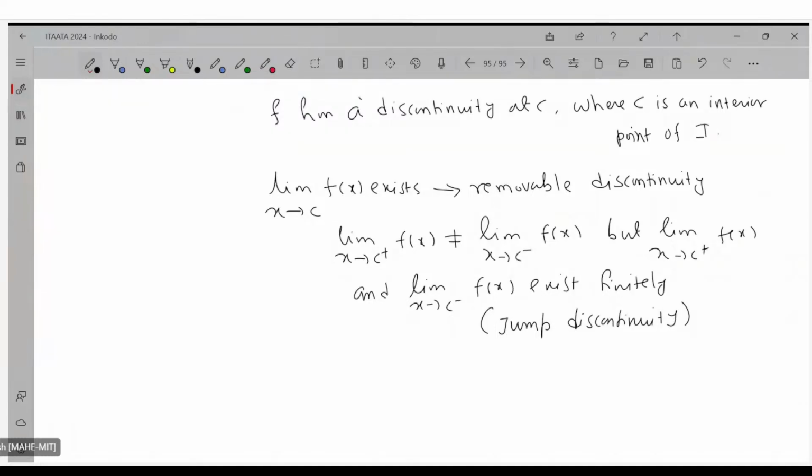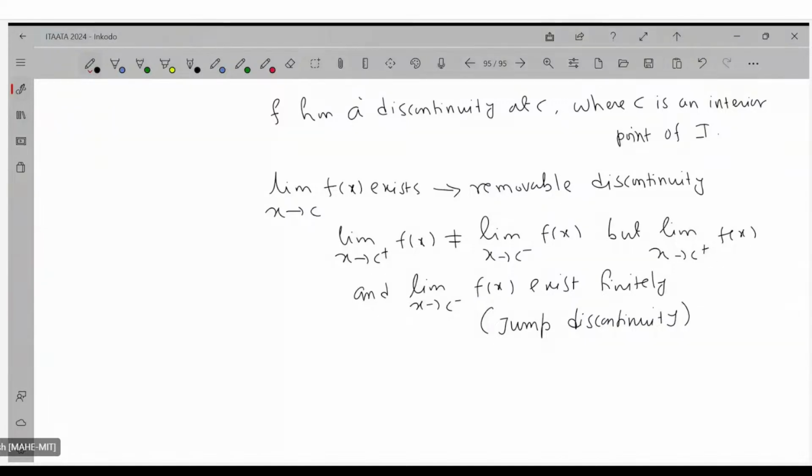No, removable is when the limit exists. Limit exists, then you have removable. But here the limit does not exist because the right hand limit and left hand limit are unequal. So therefore the limit does not exist. So that means you cannot remove that discontinuity. And what we have is jump. So this exists finitely means you can calculate the jump. Okay. And the next thing is that they do not exist finitely.